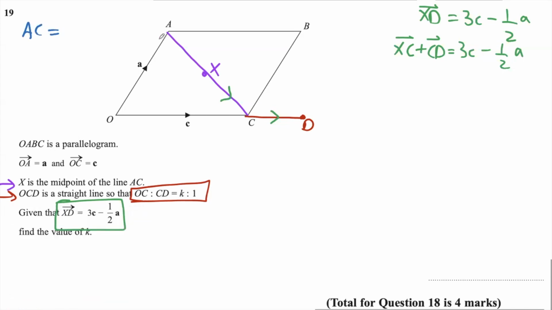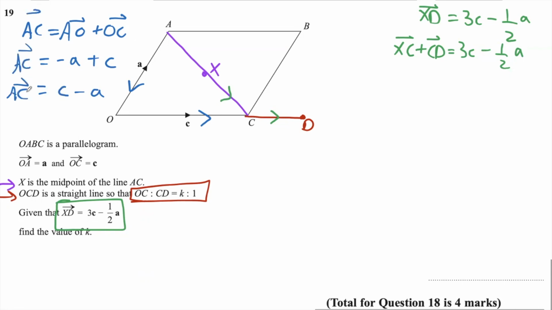AC is equal to, well, to go from A to C, we can go A to O and then O to C. So AO plus OC. And because OA is A, AO being the opposite would be negative A, plus OC, we know that it's C. And let me just write that in convention. So C minus A, because we always write positive first.